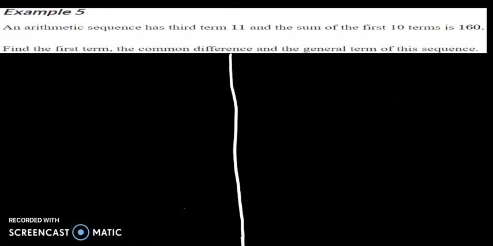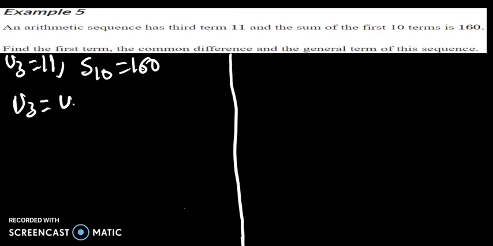an arithmetic sequence has a third term, u3, equal to 11, and the sum of the first 10 terms is 160. So find the first term, the common difference, and the general term. Since u3 is 11, u3 is the same as u1 plus 2d.